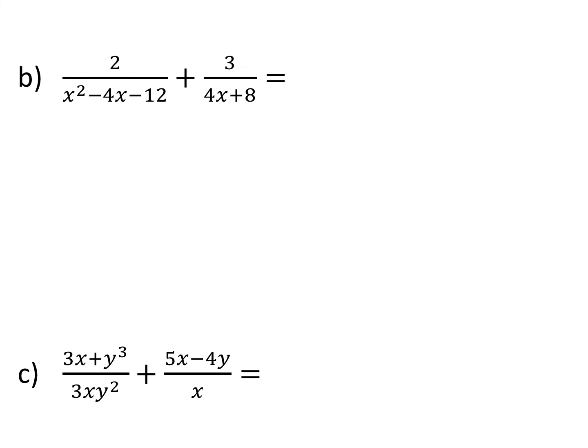Okay, letter B. What shall we do first? Pull out the 4 from the second denominator. Pull the 4 out here. So that's 4 times x plus 2. And then star method down here. What can you multiply to get negative 12 that you can add to get negative 4? What is it? Negative 6, positive 2. So that's x minus 6, x plus 2. Okay. Looking at this now, can you tell me what your common denominator is going to be?